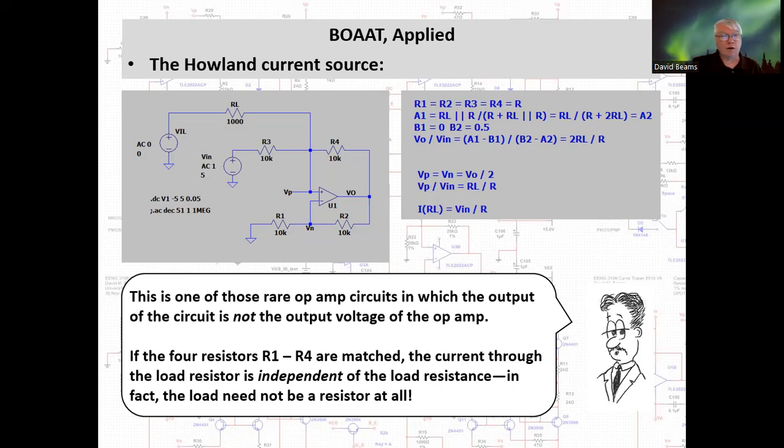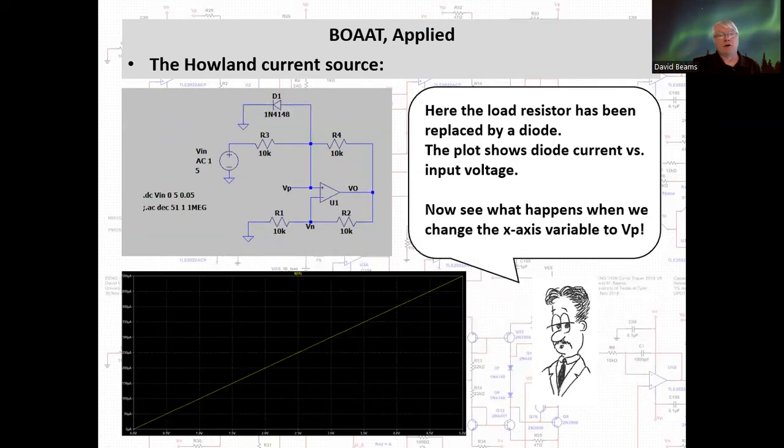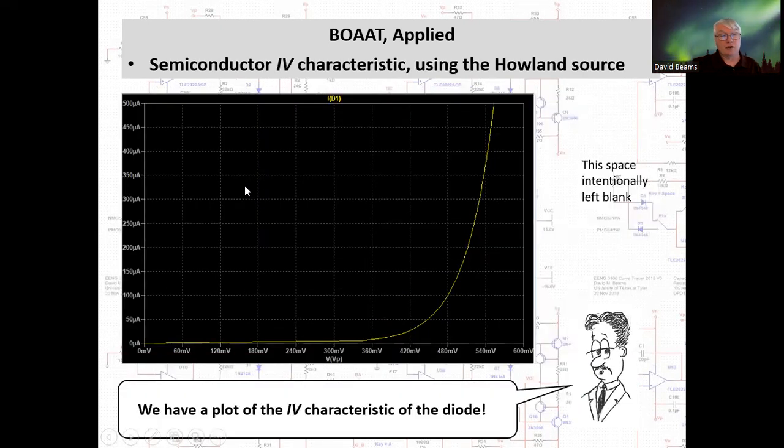Before we move on, let me mention that the Howland Current Source is available as an LTspice file as bonus circuit number 7. Okay, here's the Howland Current Source with a 1N4148 diode replacing the load resistor. And this plot shows the current in the diode versus the input voltage. It is linear, with a slope of 100 microamperes per volt, which is equal to the conductance of each of these 4 resistors. Now, one last thing, I want to show you what happens when we change the x-axis variable in the simulation to Vp. We do that, and it produces a plot of the IV characteristic of the diode, an exponential characteristic that you're familiar with. There it is.